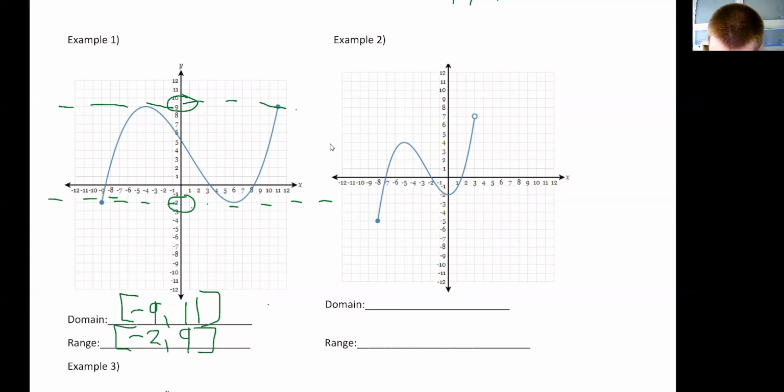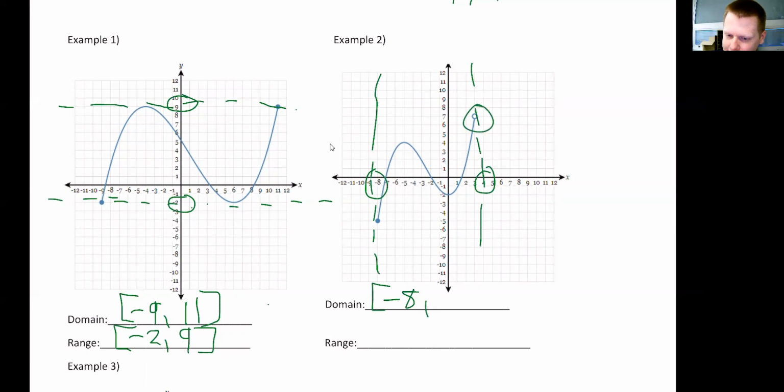Let's look at example 2. Like I said, if you're looking at your domain, you're looking at how far left and how far right it goes. So it's from -8 to 4. The -8 is included, but see how that 4 is an open circle, since that's not included, we're going to put a 4 with a round parenthesis. That means that end is not part of our function. It's an open circle, so it's not included.